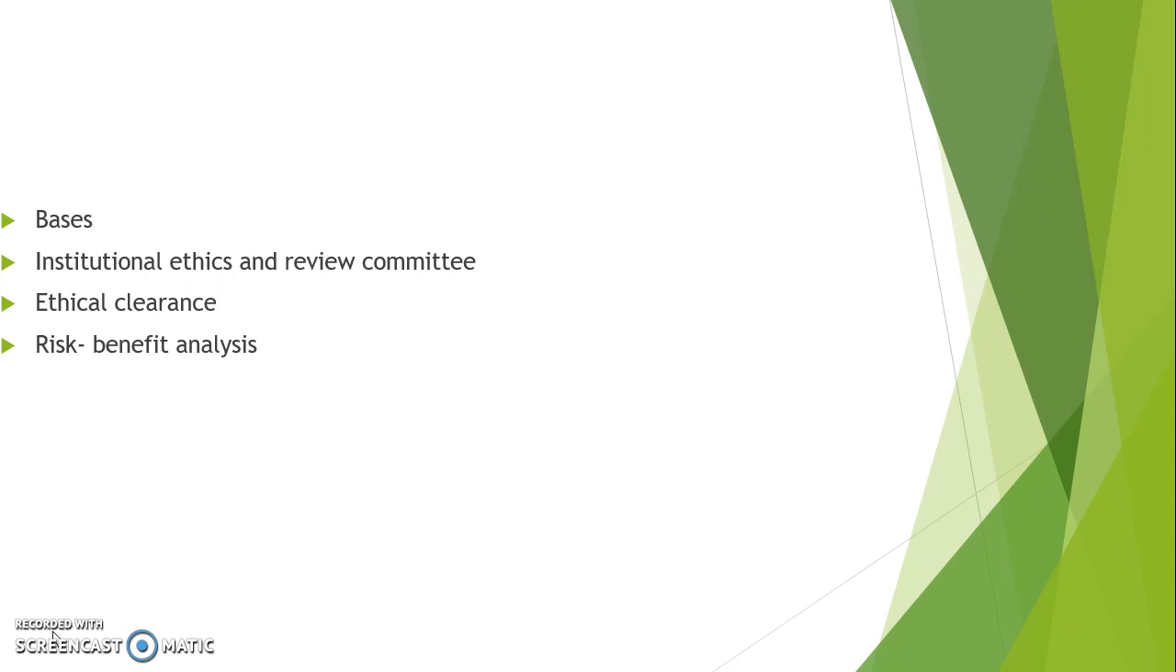Secondly, Institutional Ethics and Review Committee. As a researcher, you need an application that needs to be reviewed, for example, by a committee. A committee will do one of 4 things with your application. Grant ethical clearance, grant ethical clearance subject to minor amendments, for example, children under the age of 18, grant ethical clearance subject to major amendments over 18, or not grant ethical clearance at all.